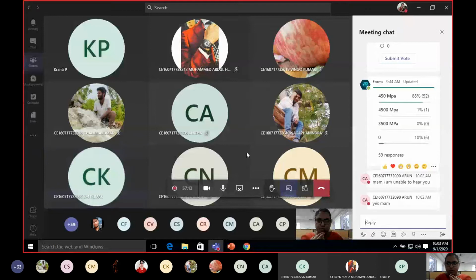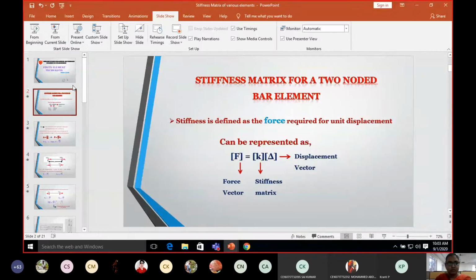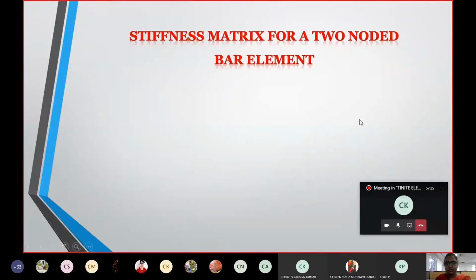Yes, ma'am. Okay, ma'am. None of you know what is a stiffness? What is stiffness? You're in final year, guys. All right, note it down. Let's not waste time. Note it down. We'll start with the stiffness matrix for a two-noded bar element. All right. Before starting that, we'll see what is stiffness.